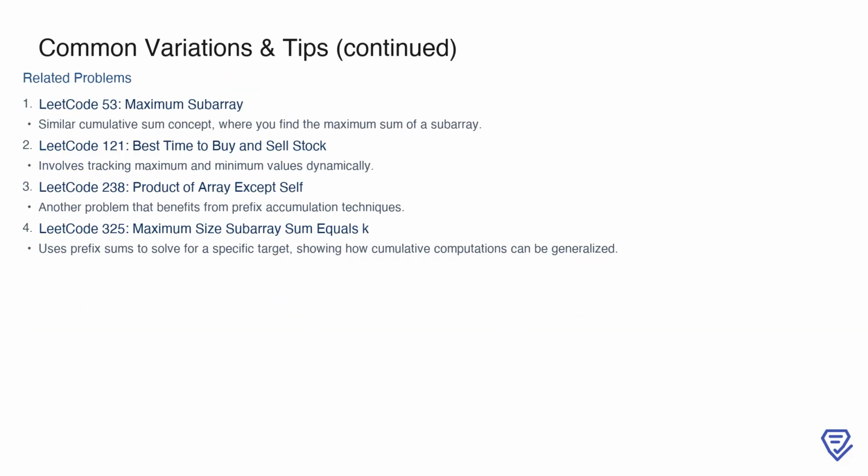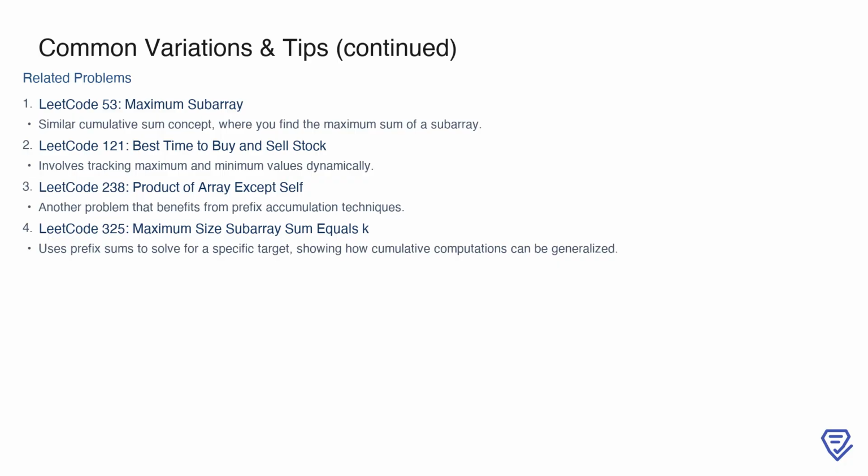This type of problem is closely related to several others on LeetCode that involve cumulative computations or dynamic tracking. For example, LeetCode 53, Maximum Subarray, uses a similar approach where you find the maximum sum of a subarray, which is conceptually similar to tracking maximum altitude with cumulative sums. Another related problem is LeetCode 121, Best Time to Buy and Sell Stock, where you dynamically track the maximum and minimum values to optimize a result.